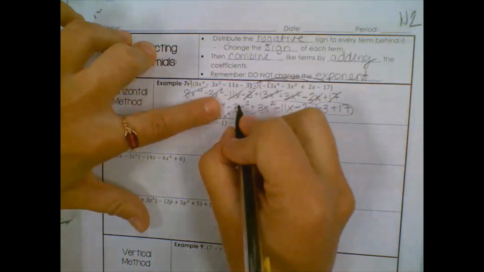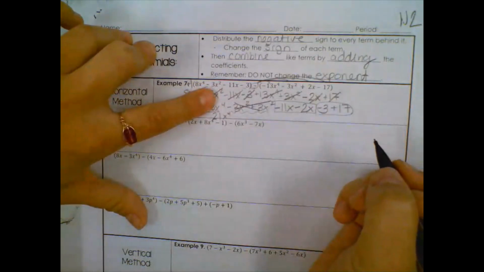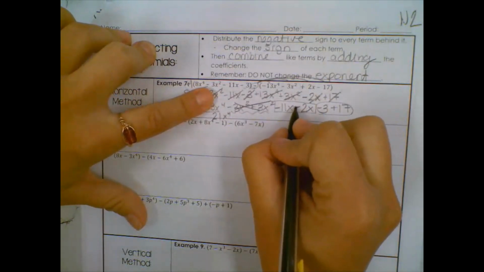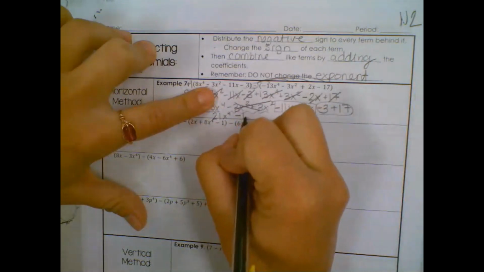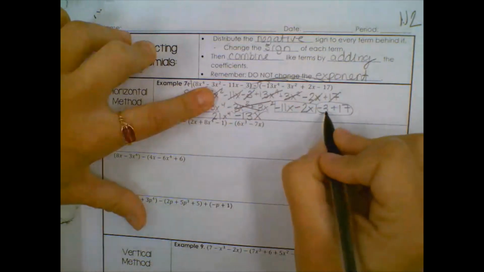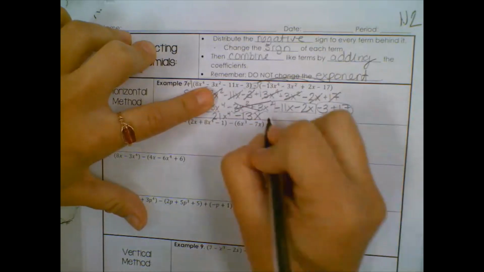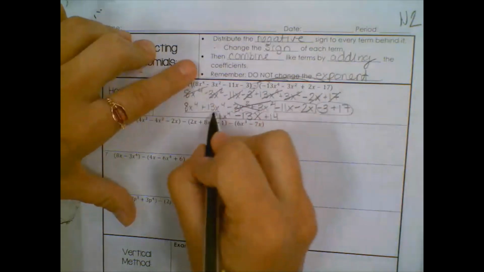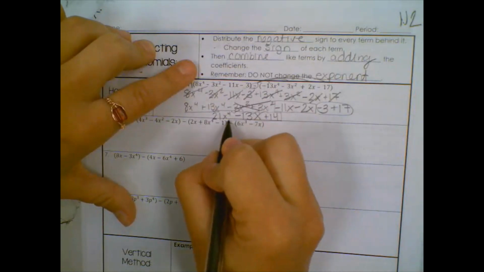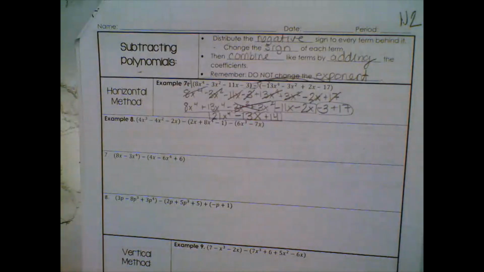Negative 3, positive 3 is 0, so it cancels out. Negative 11 and negative 2 is a negative 13x. Negative 3, positive 17 added together is a positive 14. So this is my final answer, 21x to the fourth minus 13x plus 14.